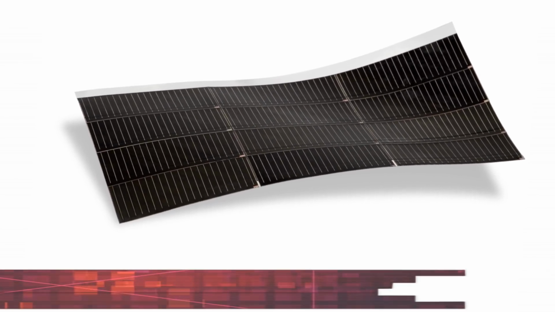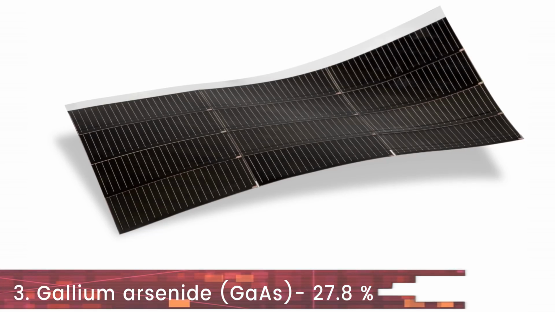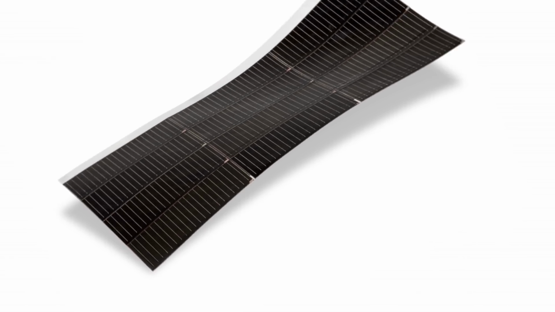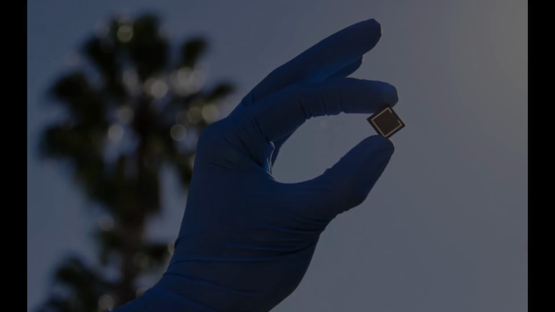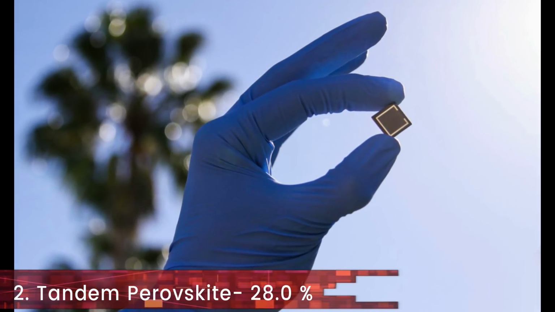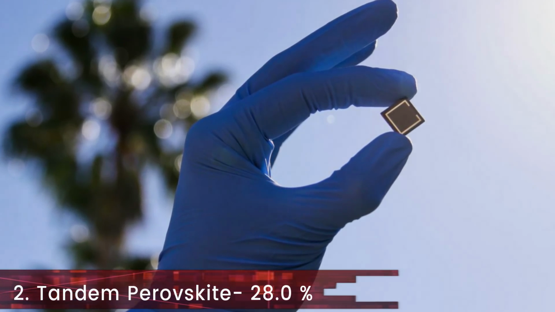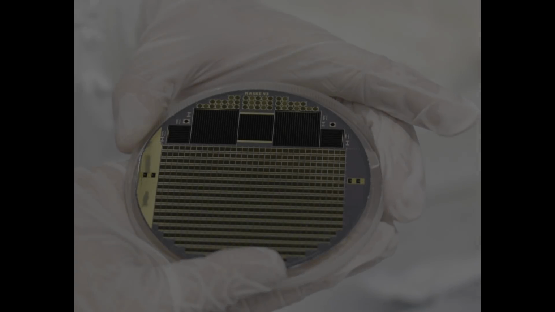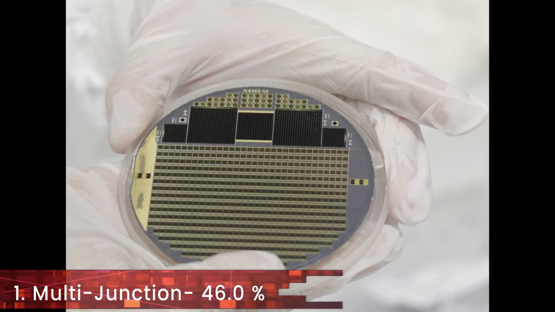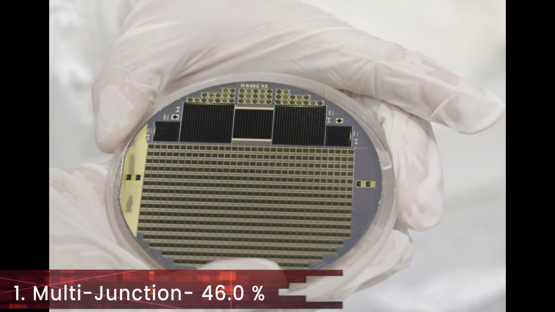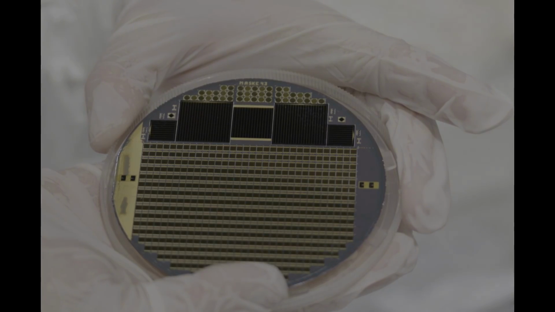While at number 3, we have another thin film technology of gallium arsenide, pipping the monocrystalline silicon with an efficiency value of 27.8%. It has to be mentioned though that gallium arsenide is a very expensive technology. At number 2, we have a new entrant, which is the tandem perovskite cell that has reached an amazingly high value of 28% in very little time. At number 1, we have the multijunction solar cell by Soitec that still remains the most efficient with a value of 46% conversion and will probably remain at this position for the foreseeable future.